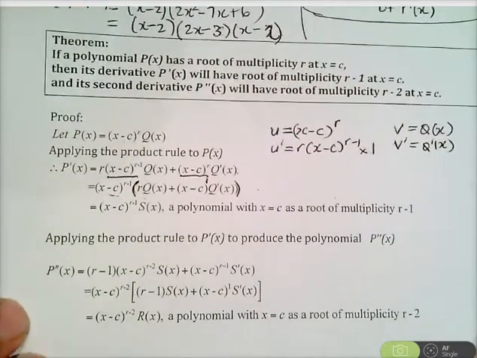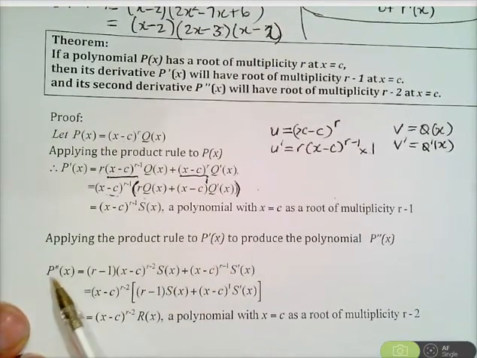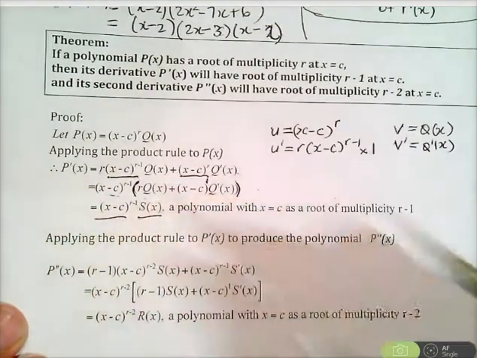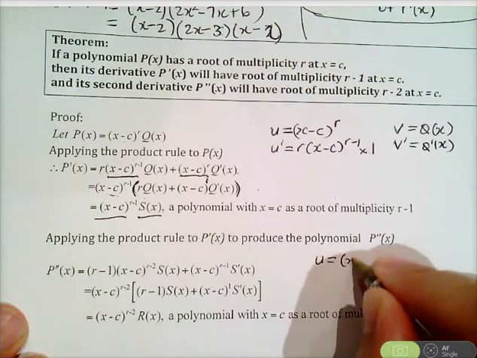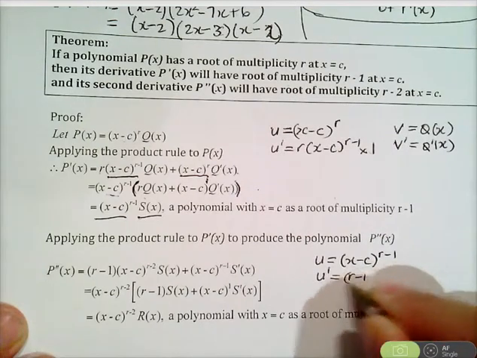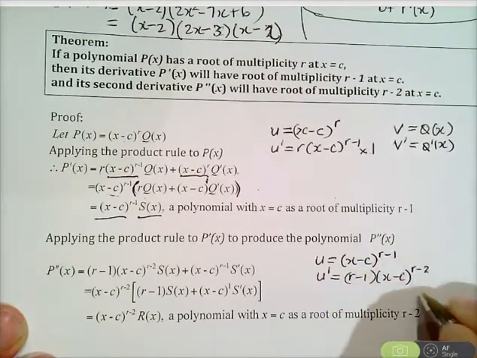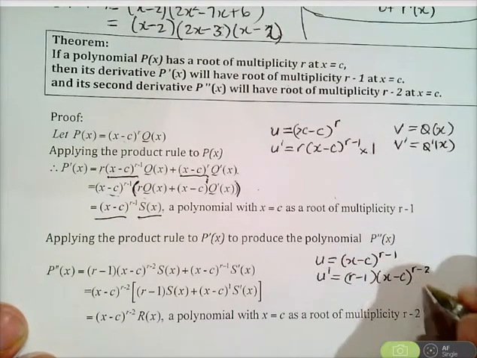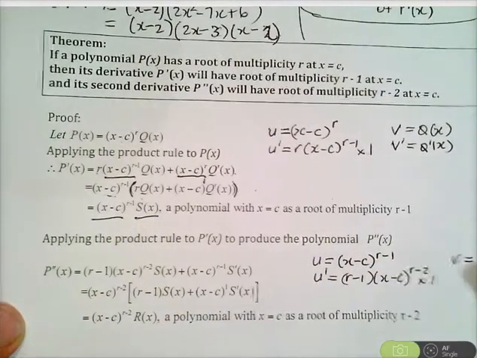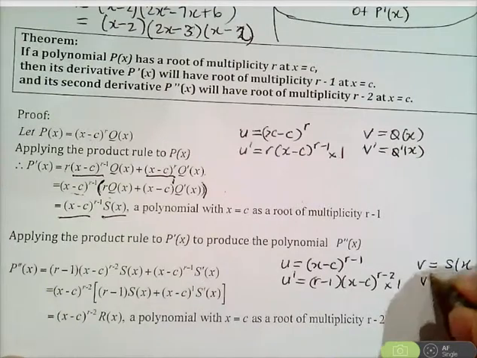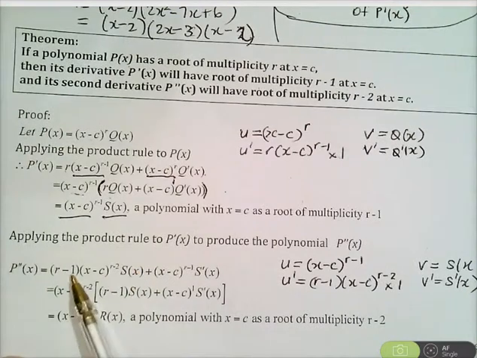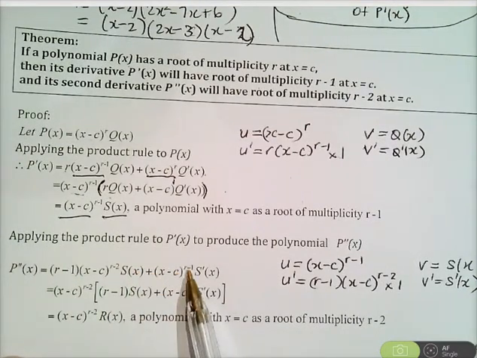Now let's apply the product rule again to p dash x to find the second derivative, p double dash x. Again u is x minus c to the r minus 1, and u dash is r minus 1 times x minus c to the r minus 2 times the derivative of x, which is 1. And again, v is s of x, and v dash is s dash x. Applying the product rule, we have v u dash plus u times v dash.